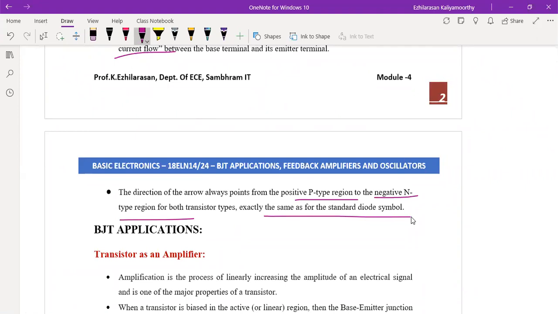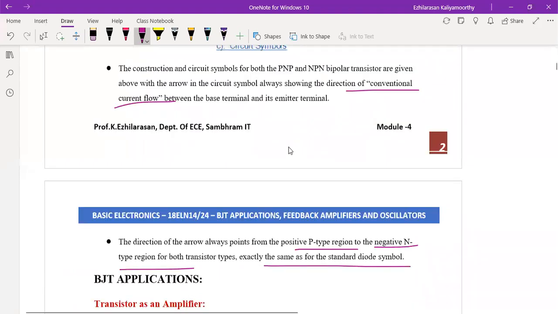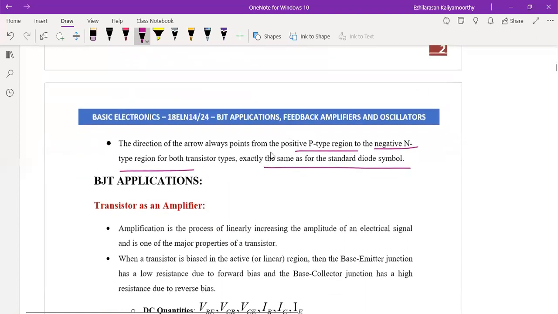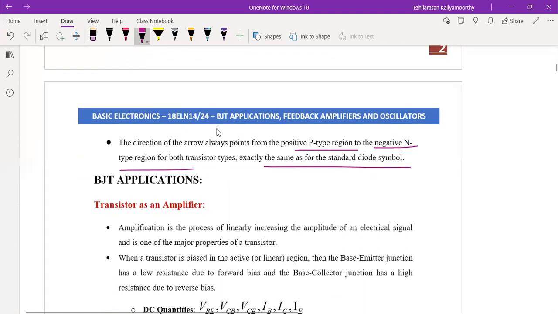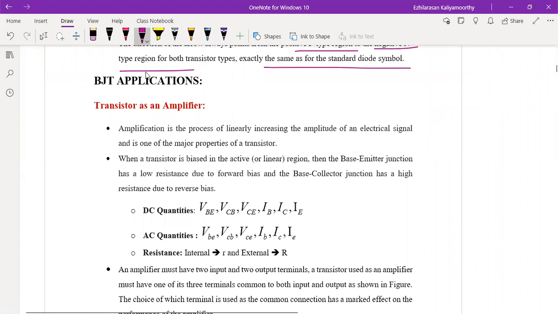Now with the help of this BJT, what applications are there? The first thing is that the BJT can act as an amplifier. See, a transistor can act as an amplifier. So as you know, what is meant by an amplifier? The amplifier is nothing but a circuit where the input will be a weak signal and the output will be a strong signal. It will strengthen the weak signal. That is what we can say.